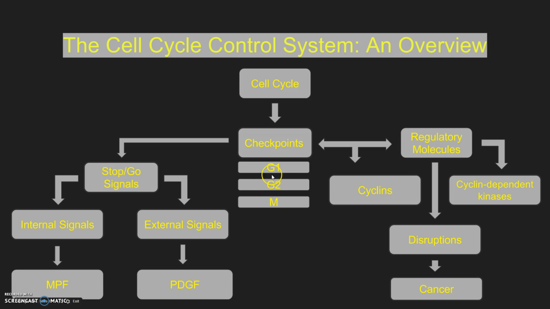We'll look at regulatory molecules that run the checkpoint such as cyclins and cyclin-dependent kinases, and the stop and go signals that these regulatory molecules are going to give. I'll specifically mention internal signals such as MPF and external signals such as PDGF, and finally we'll talk about disruptions in the cell cycle control system as in the case of cancer.